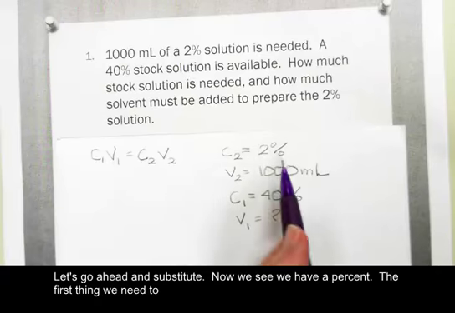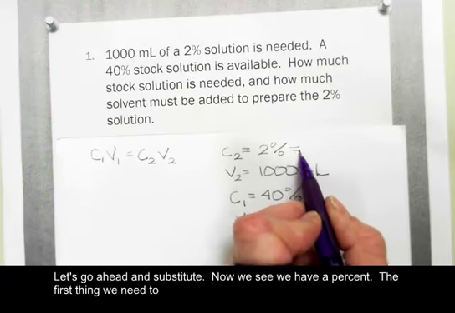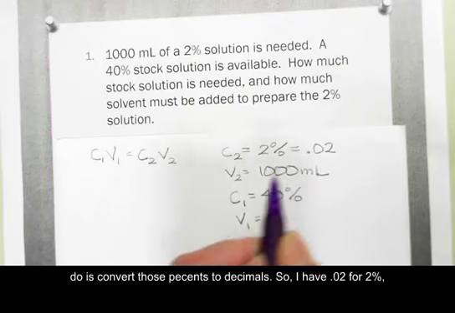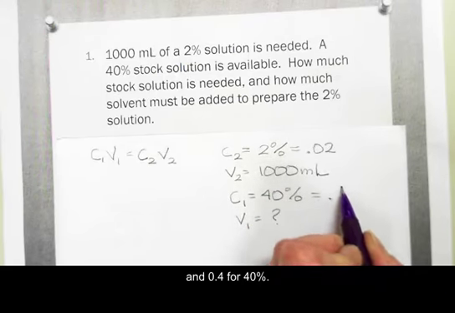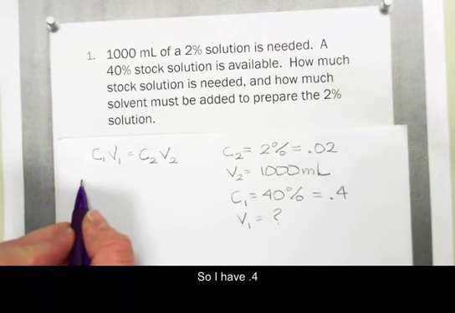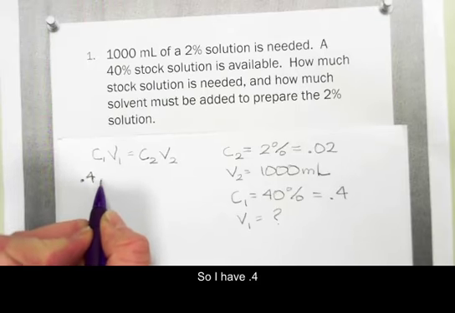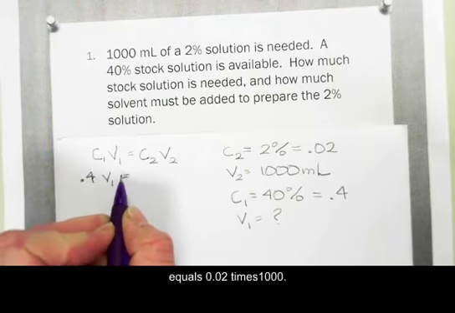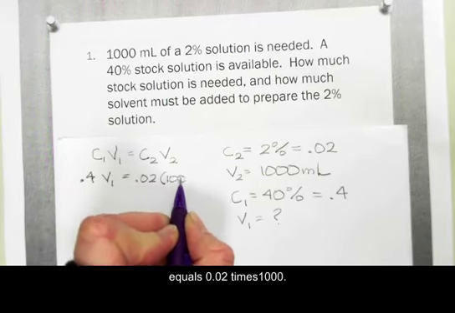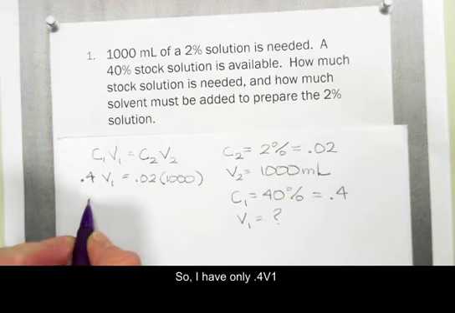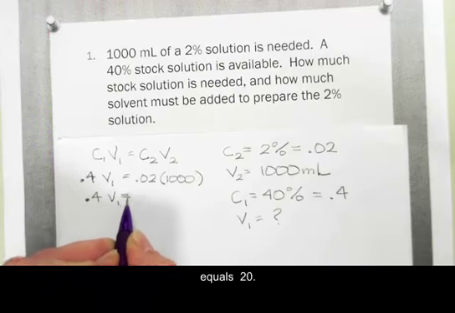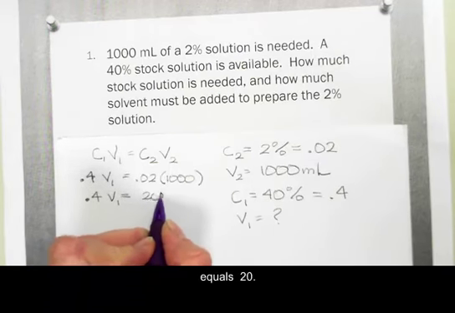Now we see we have a percent, so the first thing we need to do is convert those percents to decimals. So I have 0.02 for 2% and 0.4 for 40%. Now I'm ready to substitute. So I have 0.4 V1 equals 0.02 times 1,000. So I have 0.4 V1 equals 20.